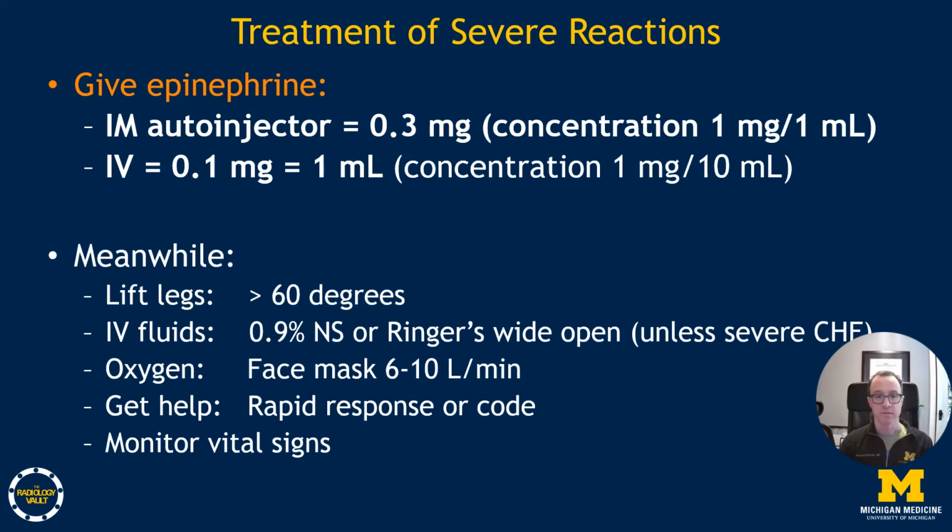Meanwhile, you're going to want to lift the legs, give IV fluid like 0.9 normal saline or lactated ringers wide open, unless the patient has severe CHF. You're also going to give oxygen via face mask, 6 to 10 liters per minute, and get help. Call a rapid response or a code at whichever your institution does. And then finally, monitor vital signs during the reaction.